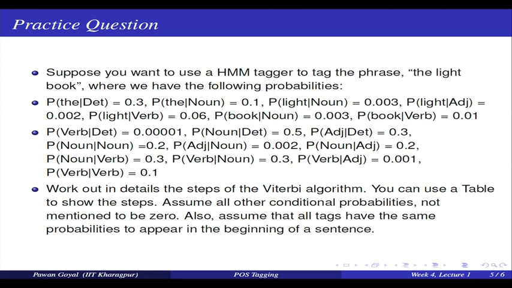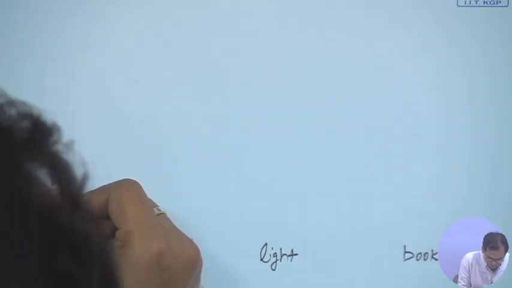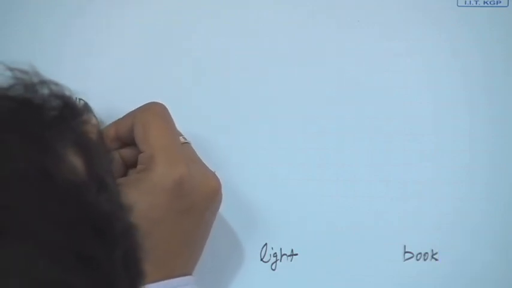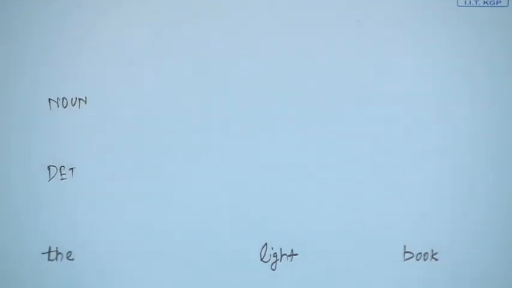The light book. Okay. You are given some emission probabilities first: the word "the" can come from the tag determiner or noun, so there are two possibilities, determiner, noun. The word "light" can come from noun, adjective and verb.